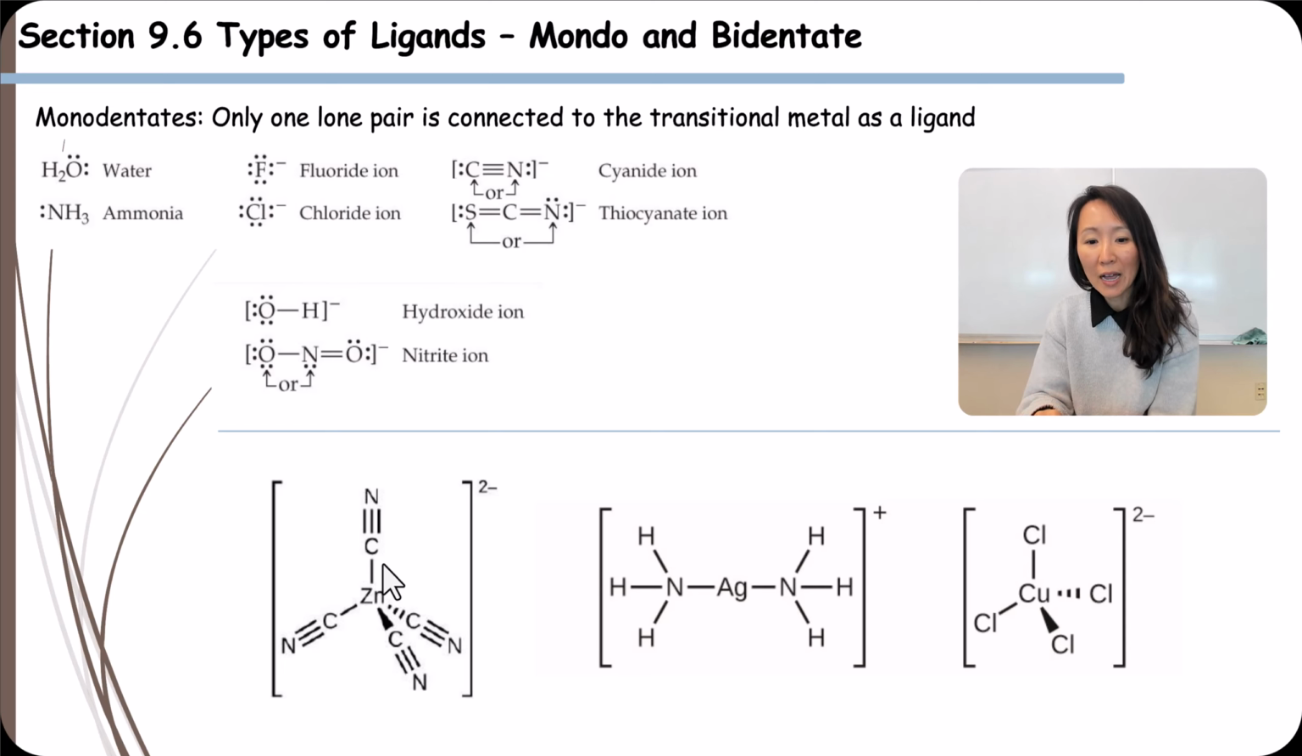This particular ligand is considered to be a monodentate. Monodentates just have one lone pair that is donated and is going to connect with the transition metal as a ligand, just only one. So if you look at water, it could donate one pair here. Now you might wonder, well, what's the other one? You can donate that too. Yes, that is true, but it's only from that particular oxygen.